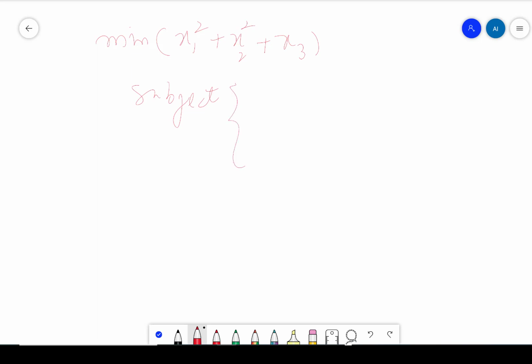where the conditions are x1 plus x2 is equal to 2 and x1 plus x3 is equal to 3. Since the main equation is a second order equation, but the constraints are linear equations with equality sign, we will use the Lagrange multiplier method by solving this equation.